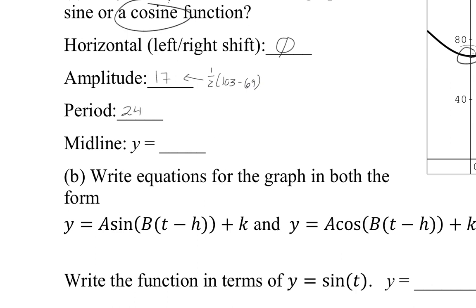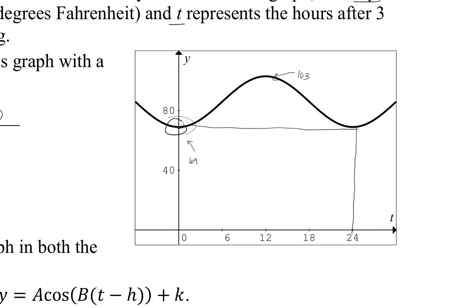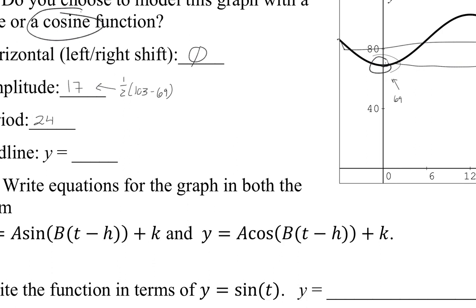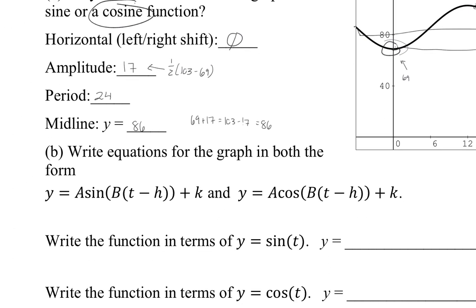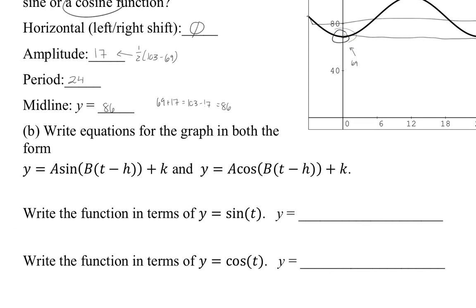And then next, our midline is going to be half the distance between the top and the bottom. So that'll just be 69 plus 17, or we could write it as 103 minus 17. Either way, we're going to have 86 as our midline. And then moving on to part B, I'm going to start with our function in terms of cosine, because that's what we had in mind for ours.